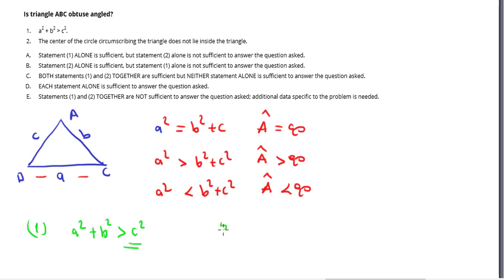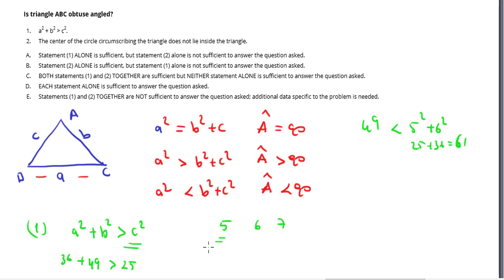Let's say 5, 6, 7. This is an acute angle triangle because 7 square, which is 49, is less than 5 square plus 6 square, which is 25 plus 36 equals 61. So this is acute angle. So let's say C is 5. 5 square, which is 25, and A square, let's say 36 plus 49.